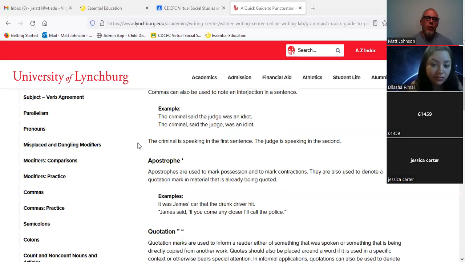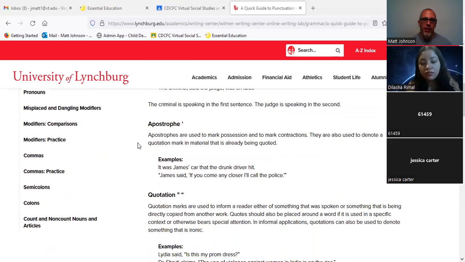Apostrophes. We'll get some work with apostrophes not far down the road. Apostrophes are used to mark possession and contractions, right? So when you're shortening a word, it's, right? This is probably one of the most common ones, instead of it is or it has. So you use the apostrophe there.